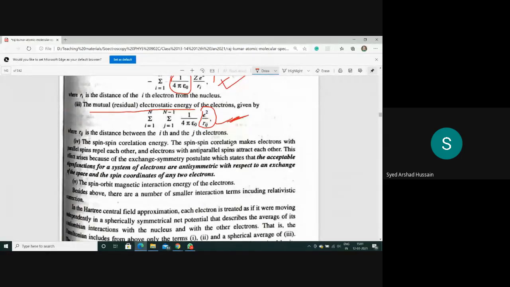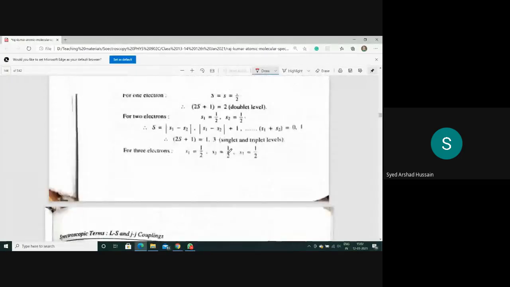So let us see first the LS coupling scheme. In the LS coupling scheme, the main modification or perturbation is due to spin-spin correlation, that is interaction between the spins of more than one electron, then residual electrostatic interactions, that means electrostatic interactions due to more than one electron, then spin-orbital interactions. So there exist three interactions.